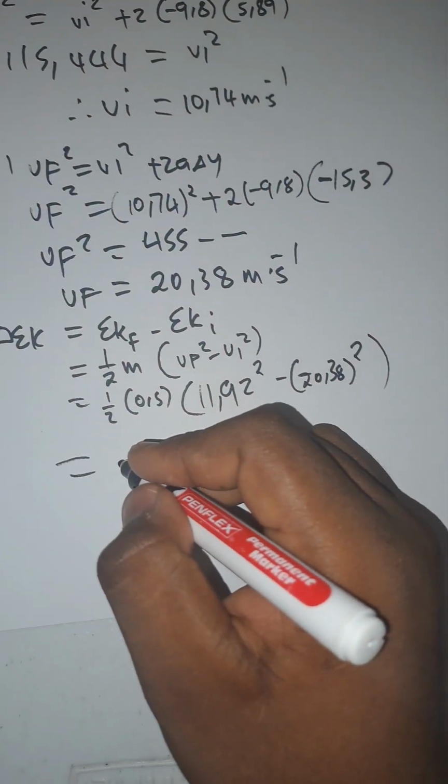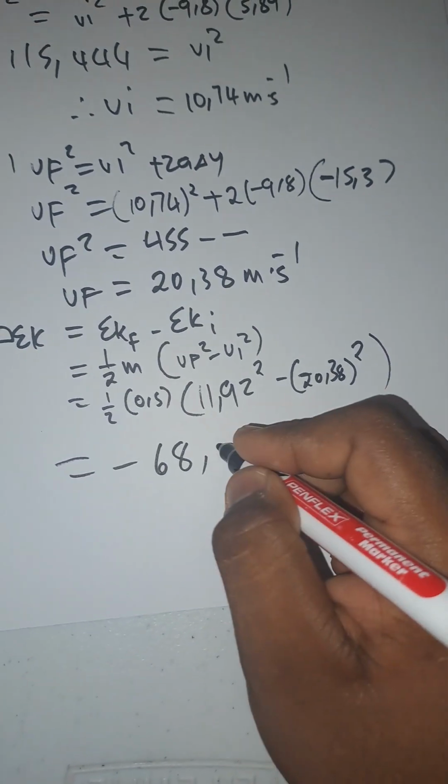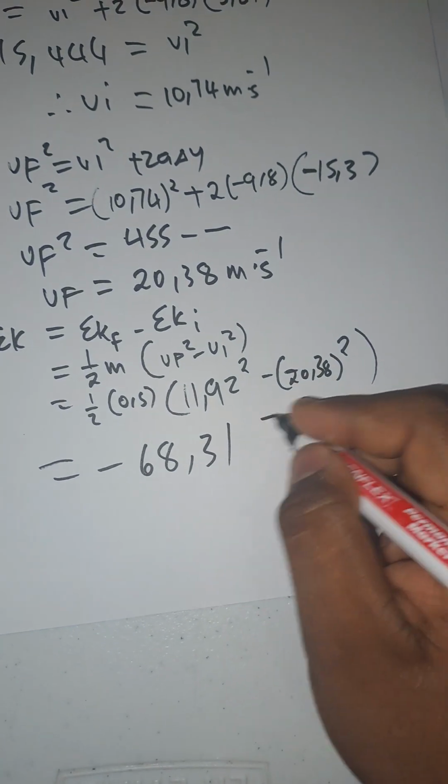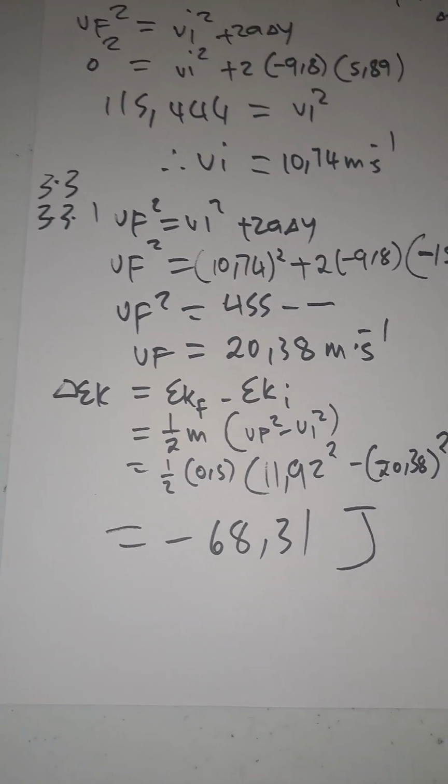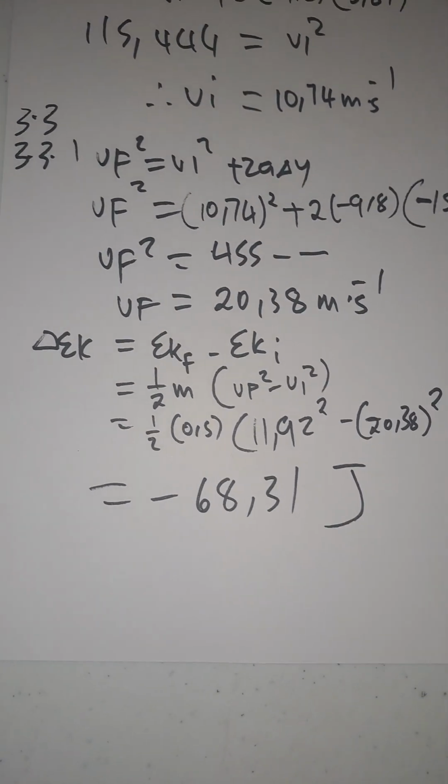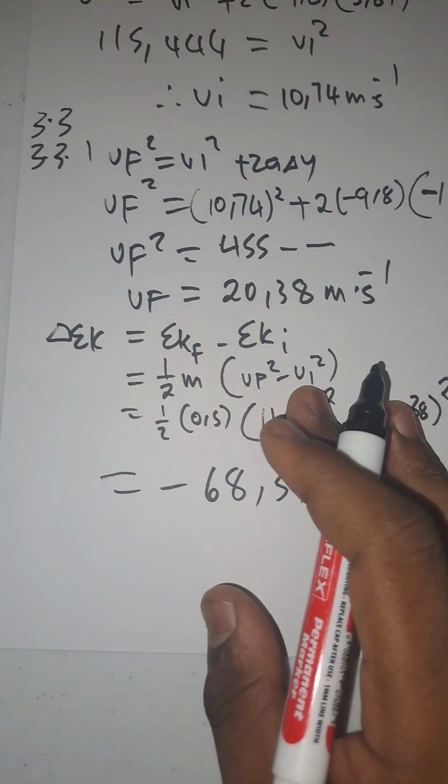The answer is simply going to be what? Negative 68,31 joules. That is how the answer is going to be. I hope you understood. Both of them are squared there, so that is the answer.